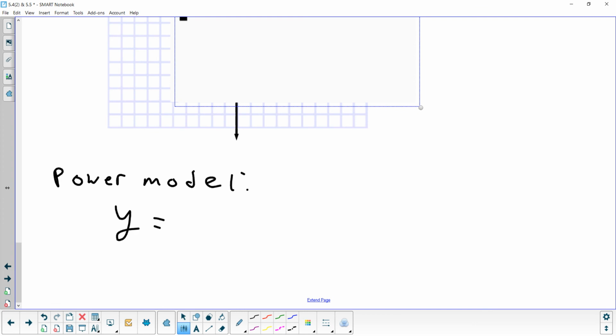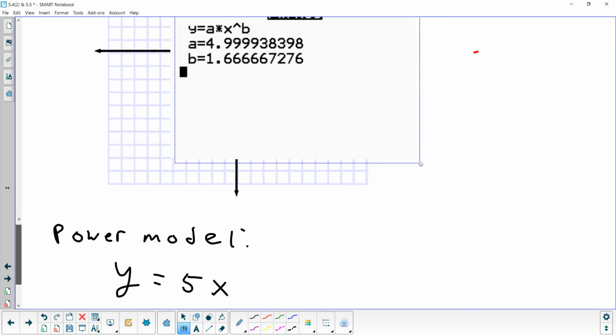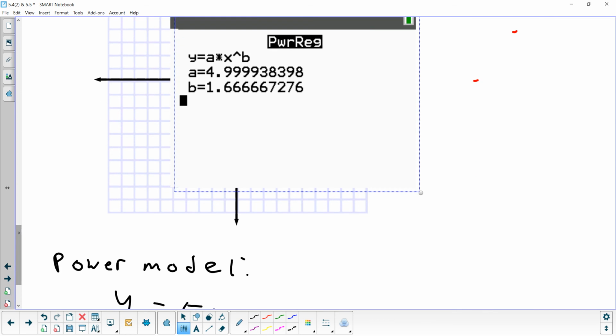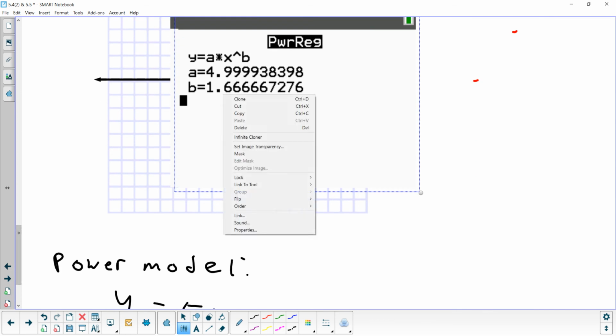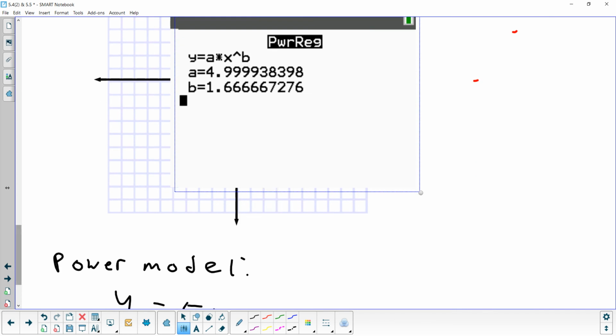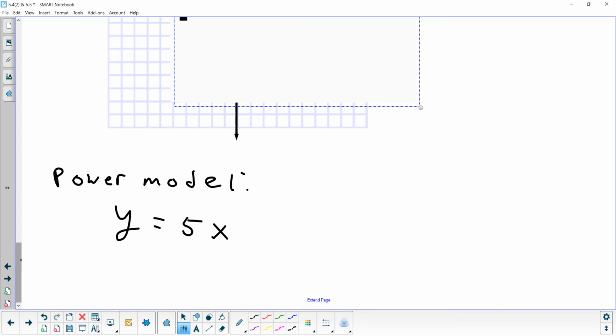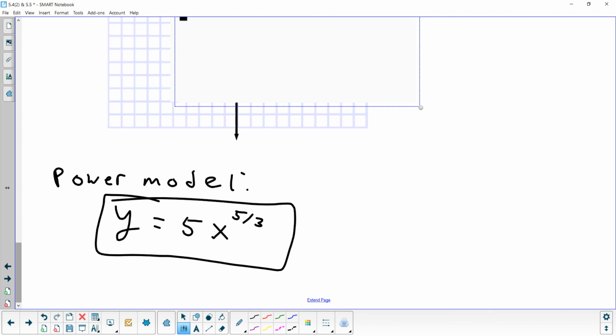So y equals 5x raised to the, again, that's 5/3, because I'm assuming really it looks like it's 1.6 repeating. But because the data isn't perfect, that's why these numbers aren't quite perfect. But A should be 5, and B should be 5/3. So again, not quite a polynomial because you have a fractional exponent, but pretty close, just a single term, and that's our power model.